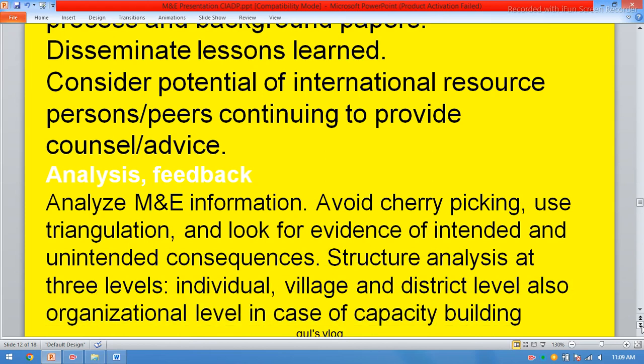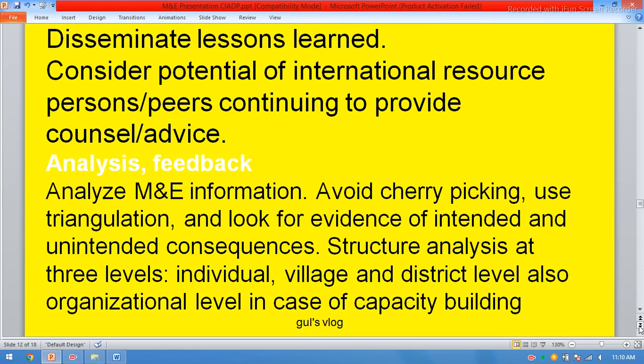Analysis feedback: analyze monitoring and evaluation information. Avoid cherry picking, use triangulation and look for evidence of intended and unintended consequences. Structure analysis at 3 levels: individual, village and district level, also organizational level in case of capacity building.